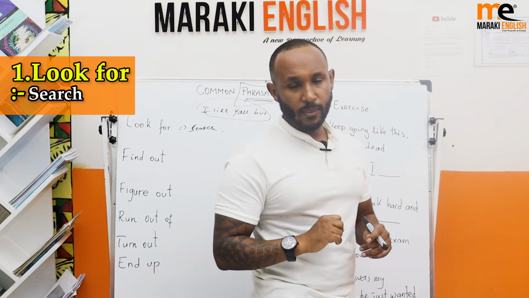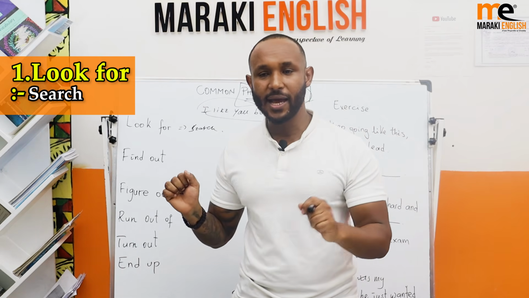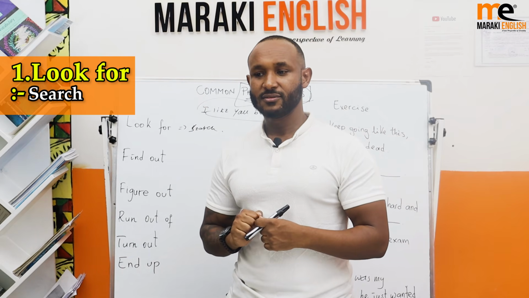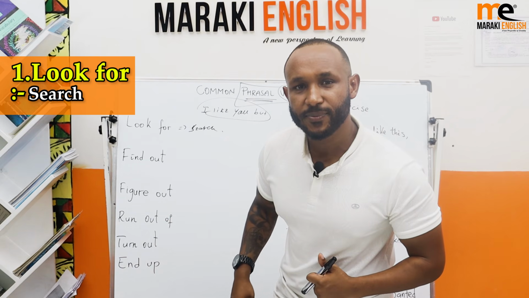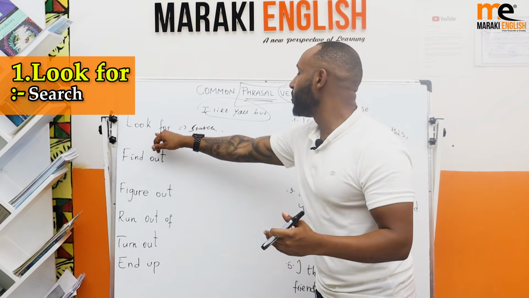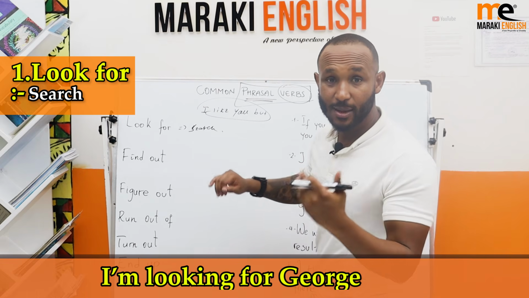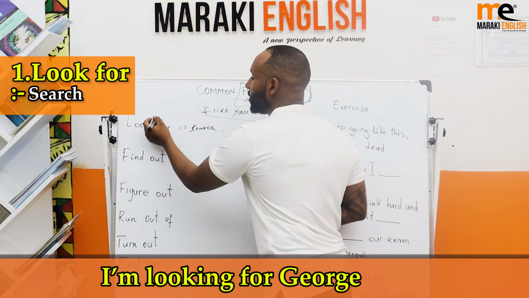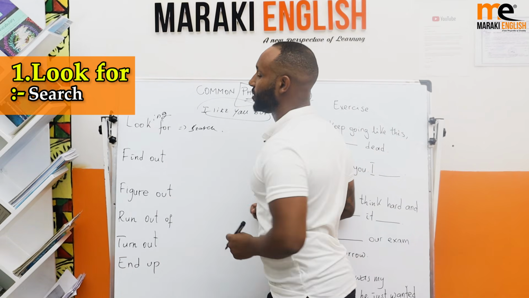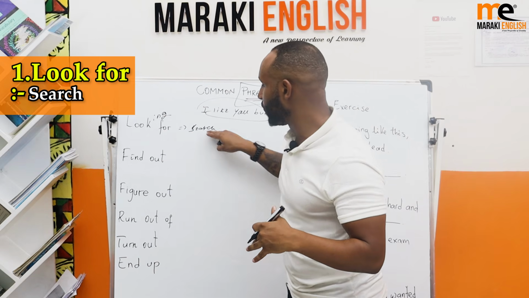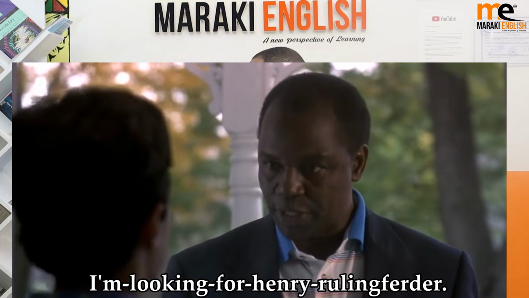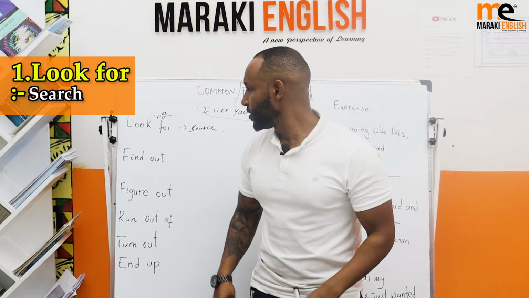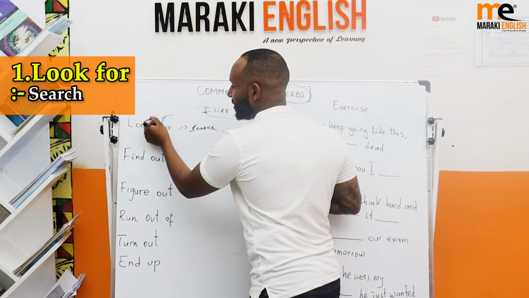Second one. Your friend is George, and you go to his house. Knock, knock, knock. Somebody opens it, and he says, what can I help you? What do you say? You say, I'm looking for George. Usually, we add ing here if you're doing it right now. I'm looking for George. I'm looking for my phone. I'm looking for Henry Ruhlenfurter. I'm looking for a job. But if it's in the past, you can just add ed.